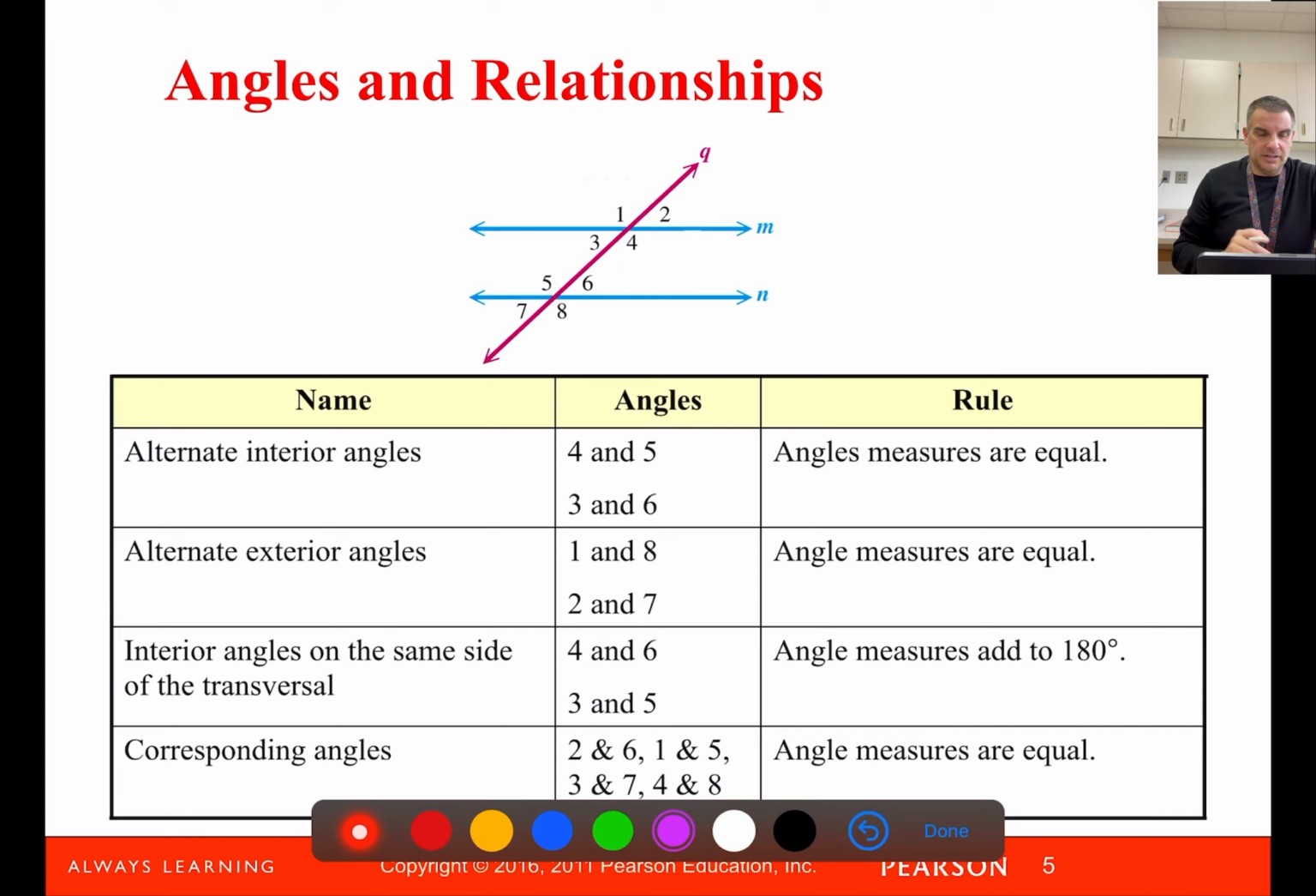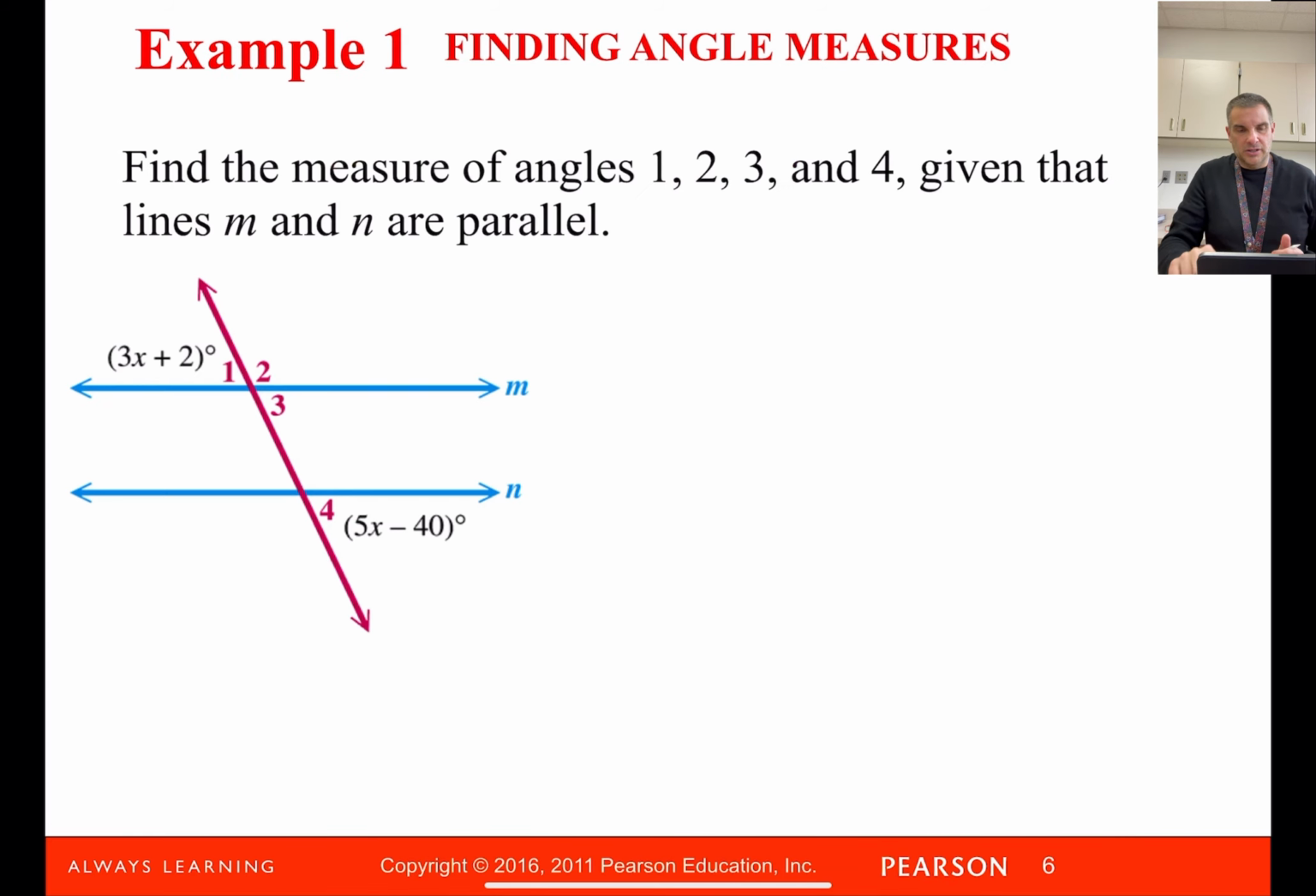The last type that they talk about in here are corresponding angles. With corresponding angles, one angle's on the inside, one angle's on the outside. They're on the same side of the transversal and non-adjacent. So 2 and 6 are corresponding angles. 1 and 5 are corresponding angles. 3 and 7 are corresponding angles, and 8 and 4 are corresponding angles. And just like alternate interior and alternate exterior angles, if M and N are parallel to each other, then those are congruent to each other. Okay, so those are some properties that you need to make sure you remember.